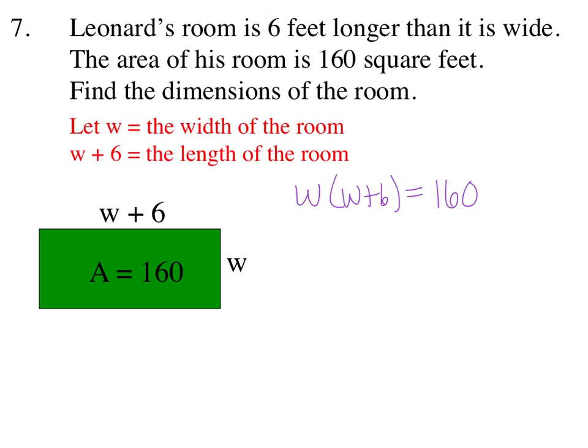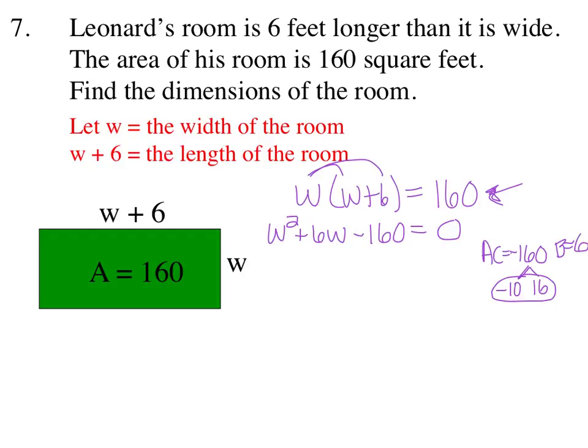Now, again, this is not standard form because this 160 would need to be a 0. So this is like the last one. We're actually going to have to distribute the W and then bring over that 160, which is going to make it a negative 160, and then set this to 0, and then you can actually factor. So now I'm looking at factors of AC, which is negative 160, that are going to give me 6 for B. And I definitely overthought those factors.